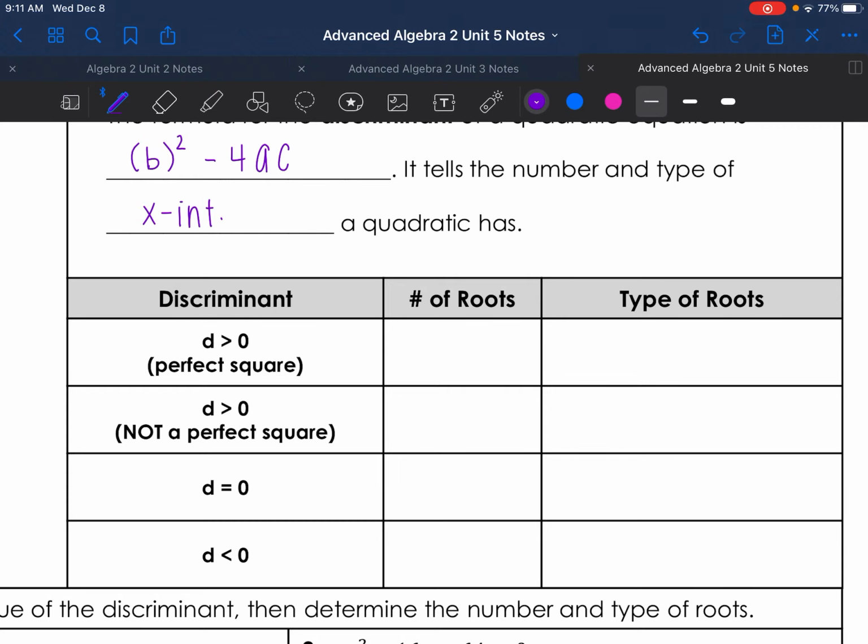The first one is a number greater than 0, so it's a positive number, and it's a perfect square. That tells us that there are two rational solutions. If it's a positive number that is a perfect square, there are two rational solutions. If it's a positive number, but it's not a perfect square, those are two irrational.